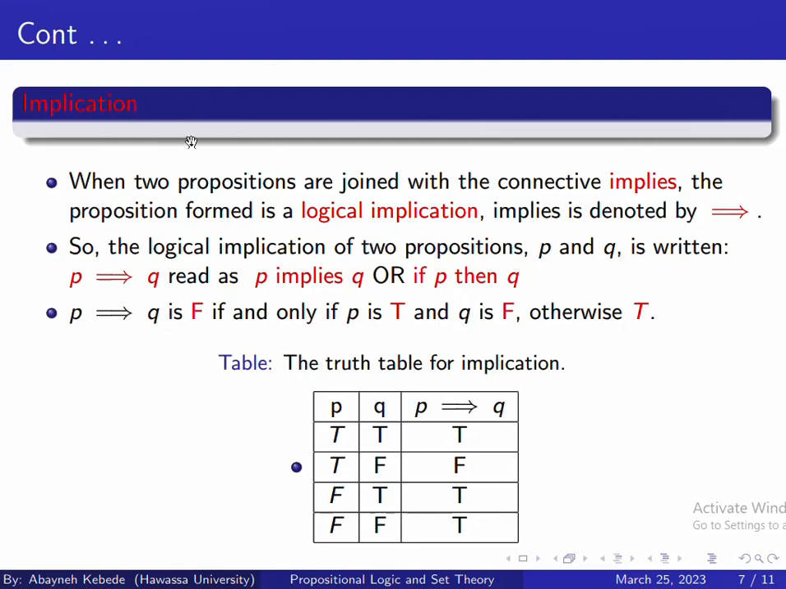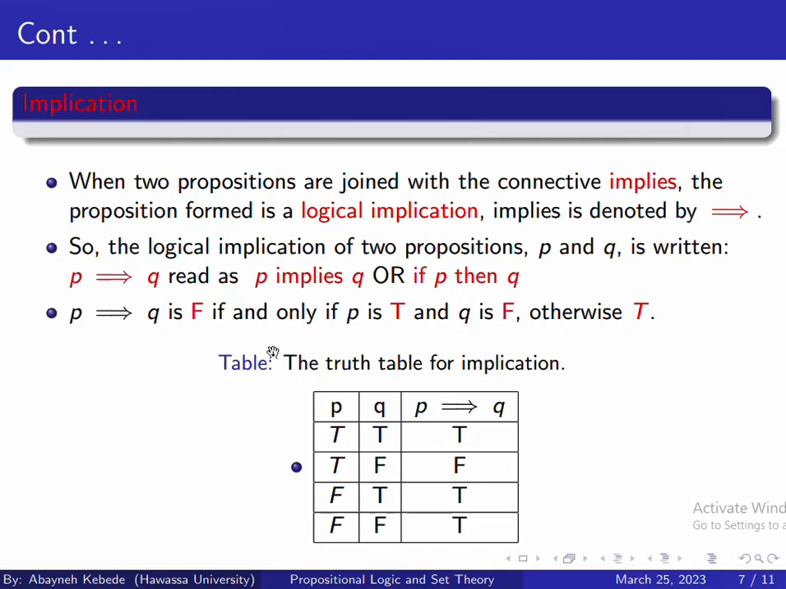Implication has another name, which is called conditional. So the logical implication or conditional statement of two propositions, say P and Q, is written like this. We can read this as P implies Q, or if P then Q. Not only this, there are different ways or expressions for implication, and we will see them now.